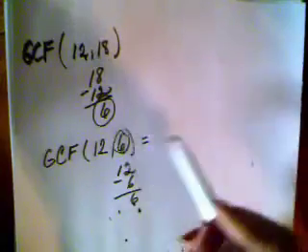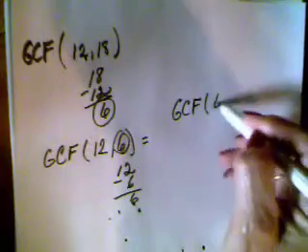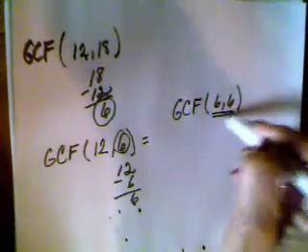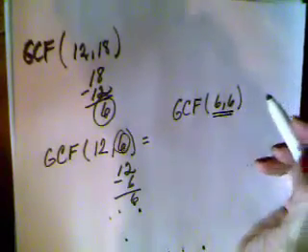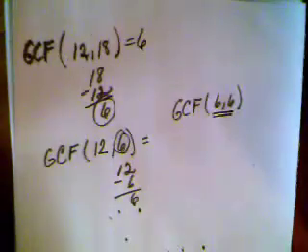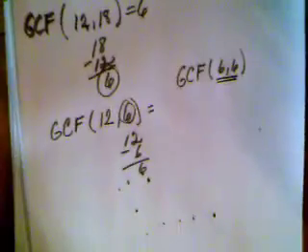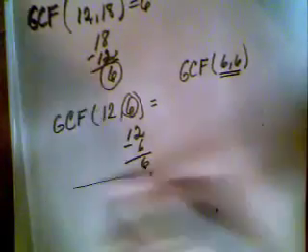I'll take the smallest, and when they are the same, you have found the greatest common factor. So this is kind of a unique method of finding the GCF, and it's very simple.